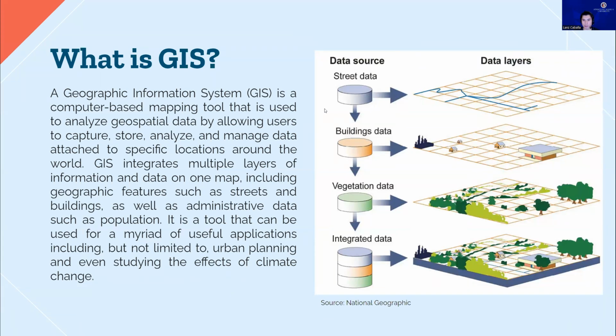GIS integrates multiple layers of information and data on one map, including geographic features such as streets and buildings, as well as administrative data such as population. It is a tool that can be used for a myriad of different applications, including urban planning and even studying the effects of climate change. Other applications include things like natural resource management, emergency response, and public health. It allows analysts and decision makers to visualize complex data in a spatial context, identify patterns and relationships, and make more informed decisions.